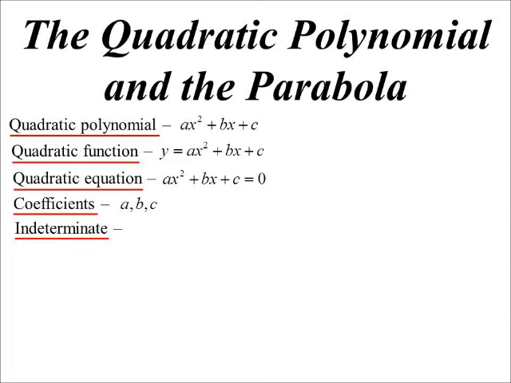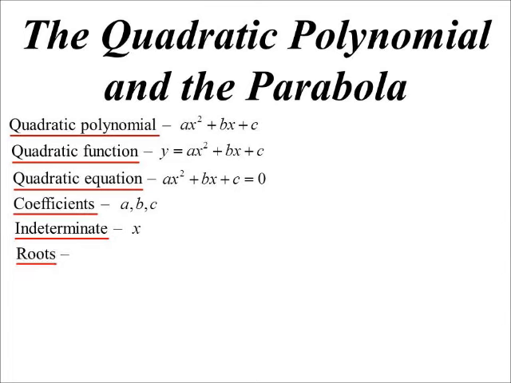Indeterminate, that's the unknown. Hence the name, indeterminate. We don't know what it is. So x is the indeterminate. We need to substitute values in for that, or we need to solve equations to find out what it is.